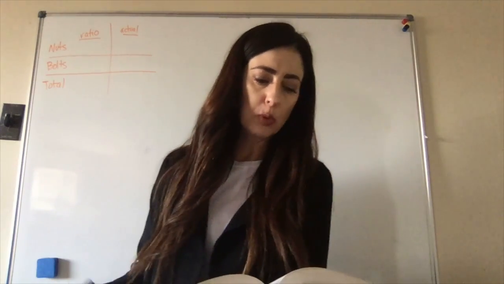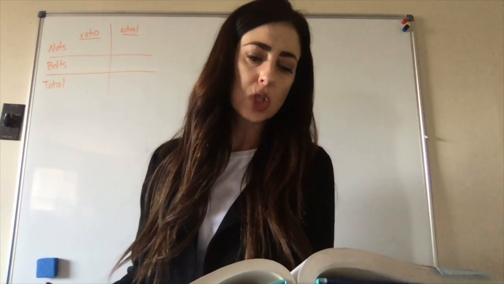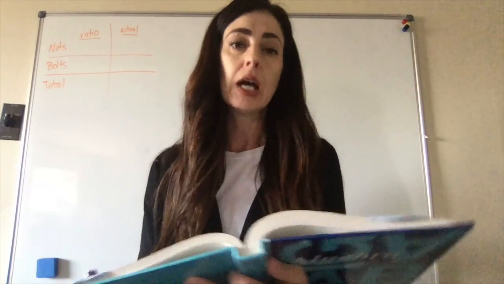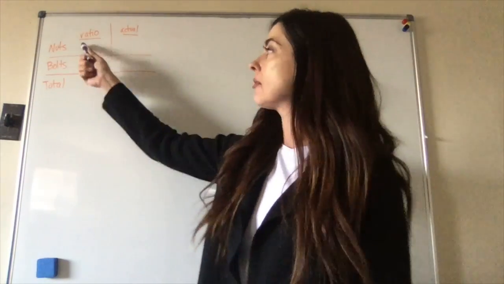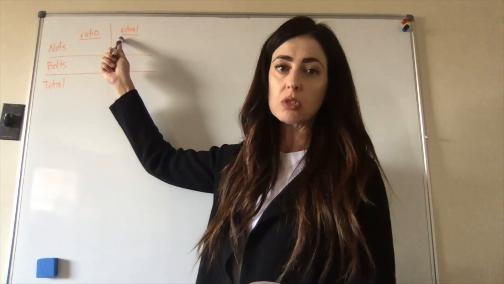So example 100.1 says the ratio of nuts to bolts was 11 to 2. If there were 260 nuts and bolts in the pile, how many of them were bolts? Okay, so let's start organizing our information. I already wrote out my chart here. I have nuts, bolts, total. I have the ratios that they give us and then the actual numbers that they give us.